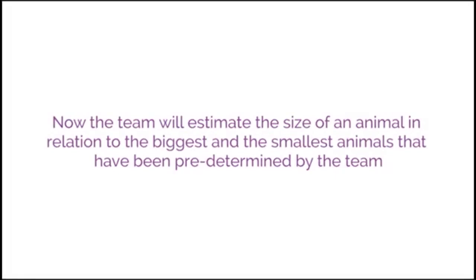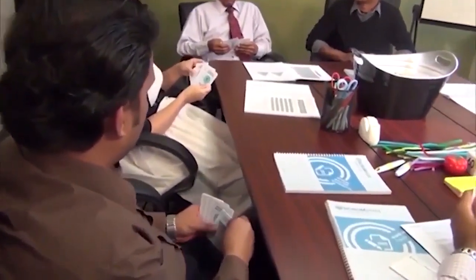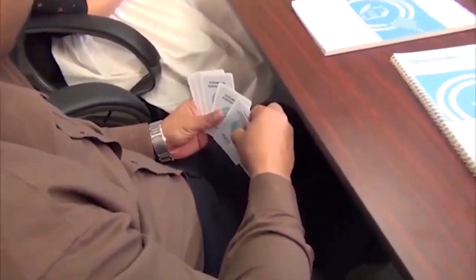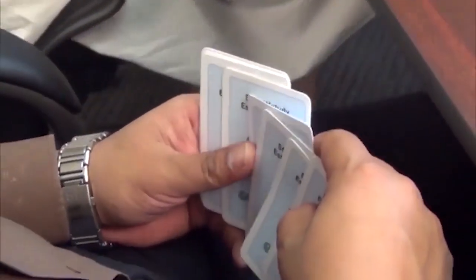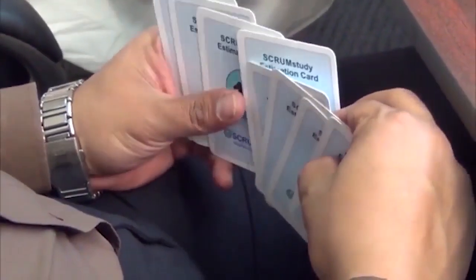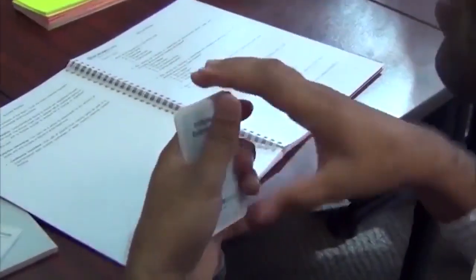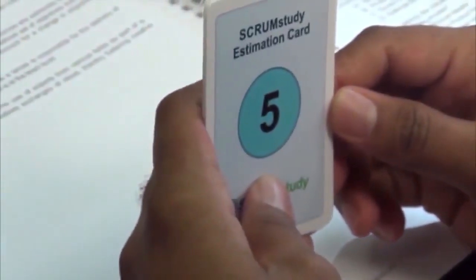The animal to be estimated is a horse. Let's see how the estimation is done using planning poker. So given that we've already decided that a whale is a 34 and an ant is a 1, what do you think a horse would be? Now don't show it to anyone yet. Pick out the card that you think for the horse and get it ready. Each member picks a card that he or she thinks is the estimate of the horse in relation to whale or ant. Okay, what do you think a horse would be?